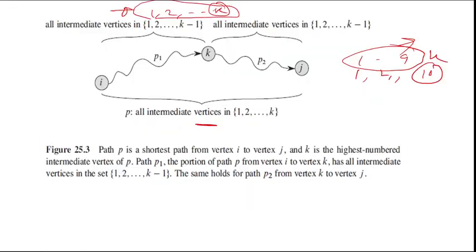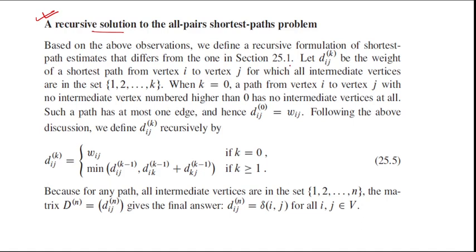Now how to do that? Based on the above observation, we define the recursive formula. The formulation is a bit similar to dynamic programming. In dynamic programming, every time you update and get the final thing using a table. Similar stuff will happen here. We will have a tabular format or matrix. Let dij be the weight of a shortest path from I to j, for which all intermediate vertices are in the set 1 to k. If k is 0, that means no intermediate vertex, only the two end vertices are participating. If the value of k is more than 1, that means at least two vertices are participating.